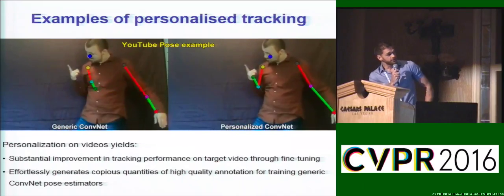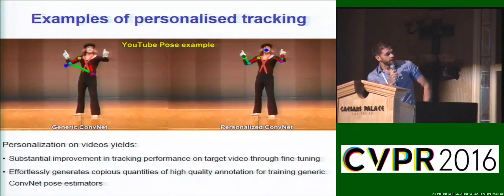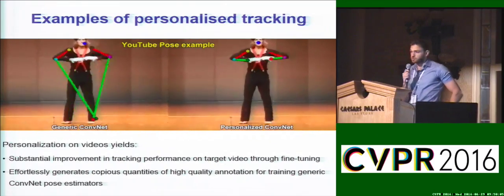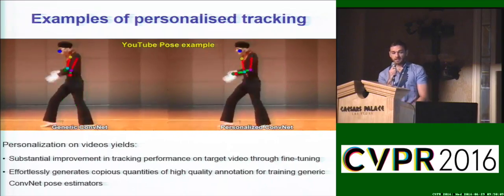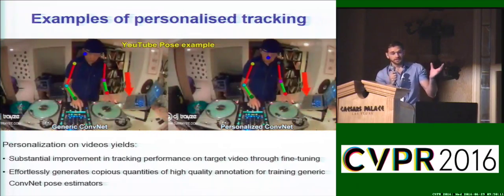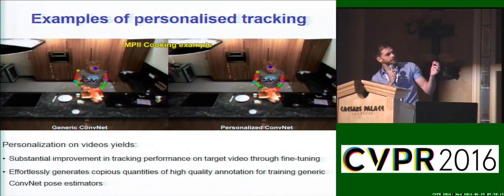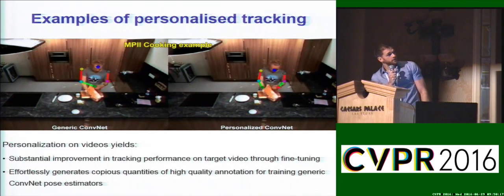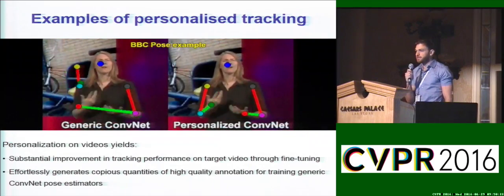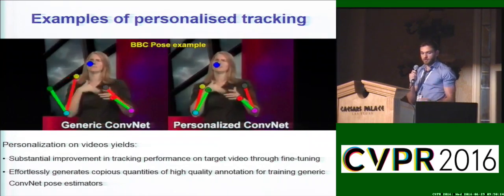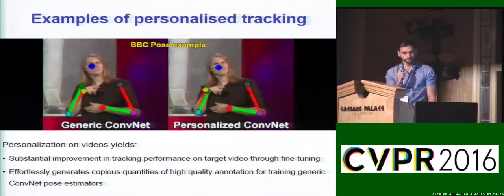Qualitatively, again, the personalized convnet, shown on example YouTube videos, produces substantial improvement in tracking performance over the input generic convnet. It can even look like the tracking is painted on to the person. We also apply it to other datasets like the MPI cooking video dataset, as well as to the BBC Pose dataset, where we're also handling a moving background and background clutter.